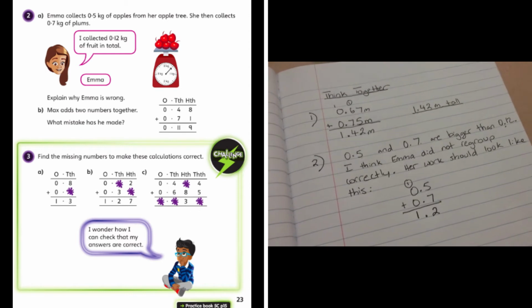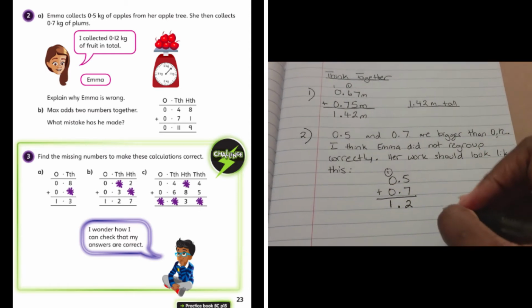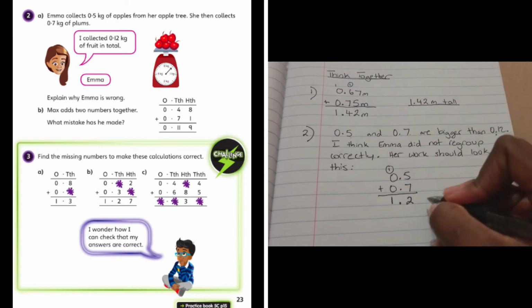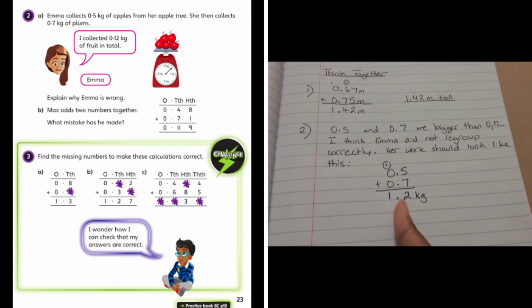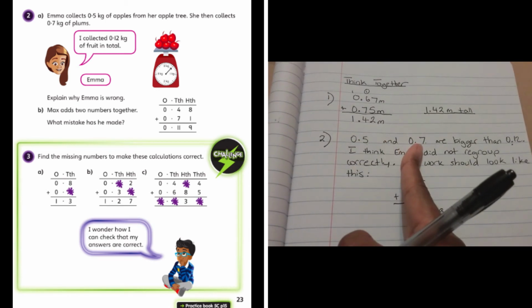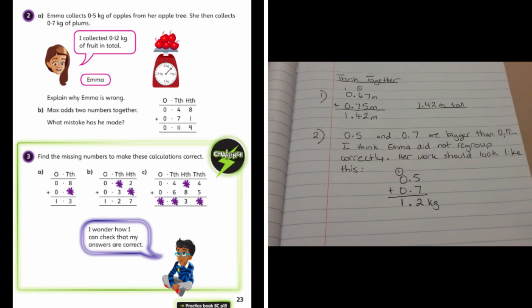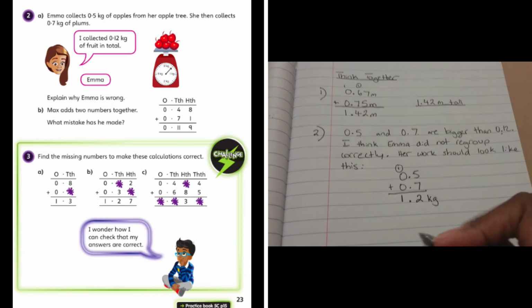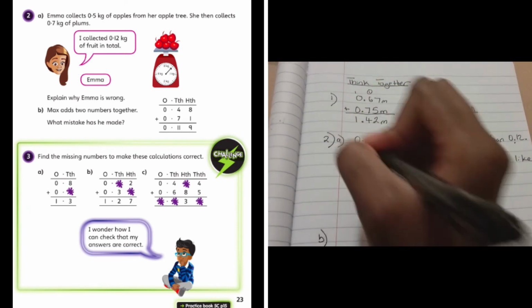Oh, I'm sorry. I just realized this has not been centered. Let me turn this. 1.2 is very different from 0.12. So her answer should have been 1.2 kilograms. And that makes more sense because this number is bigger than 0.5 and 0.7. And I know she had to add them together. So the answer should be bigger than both of those values. Now let's look at B. So that was 2A up there.